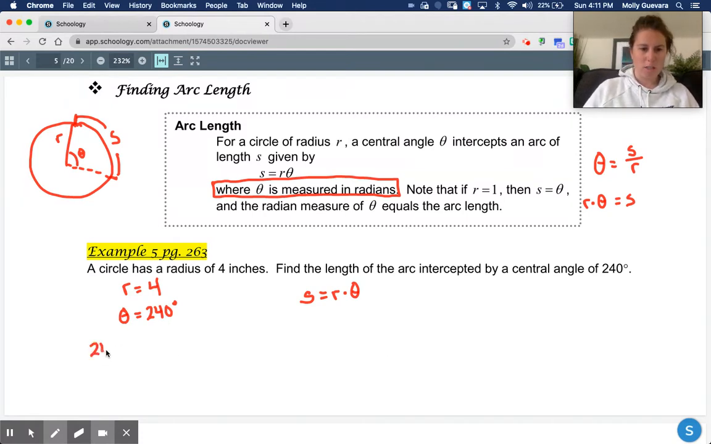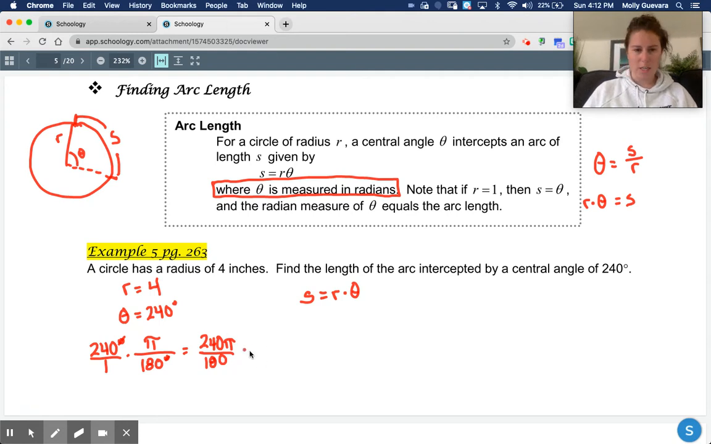Should be super simple, right? We just did it. I can make this a fraction. I want my degrees on the bottom, which gives me pi on the top. Degrees can cancel. I get 240 pi over 180, which is 4 pi over 3. So that is my theta right there.